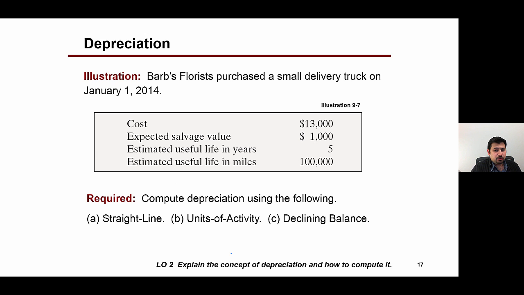We will use this information here to illustrate the three methods. So Barb's florist purchased a small delivery truck on January 1st, 2014. The cost is 13,000. The expected salvage value is 1,000. Here they are giving us its useful lifetime in years and in miles. Miles is for the units of activity, and years is for the straight line method and declining balance method.